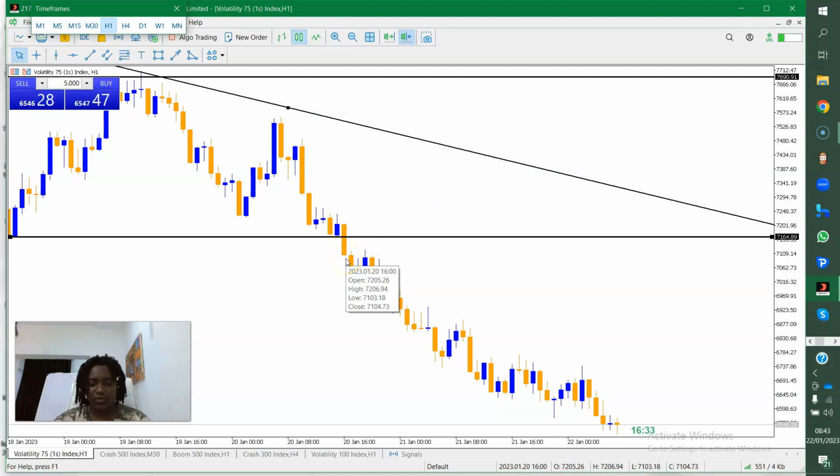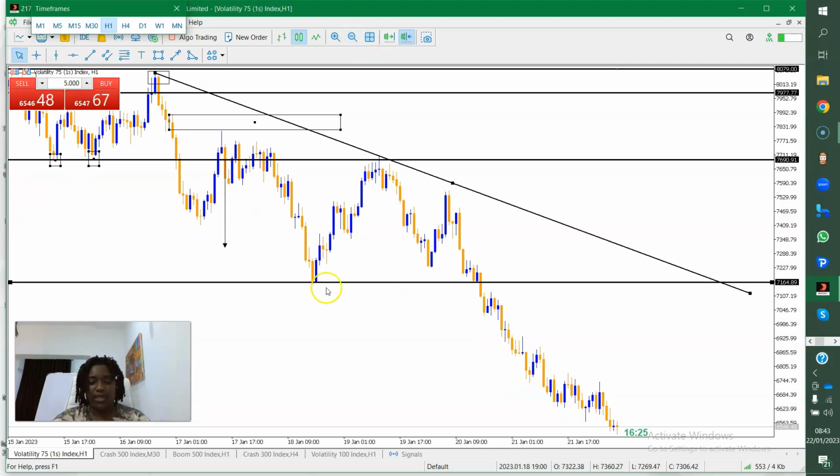It almost doesn't have any wick. The wicks are just very tiny wicks, right? This candle is super solid. Now, it broke out of a strong support zone with a solid bearish candle, which is good, right?